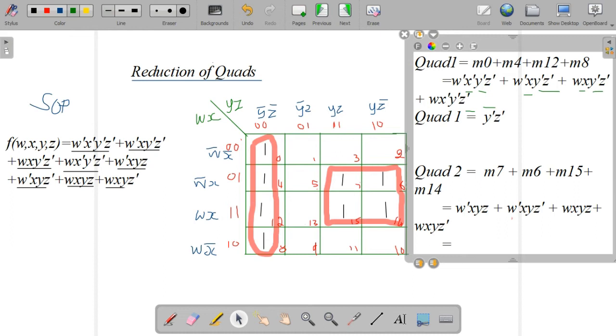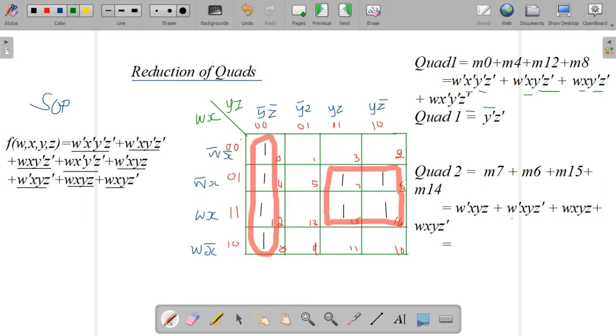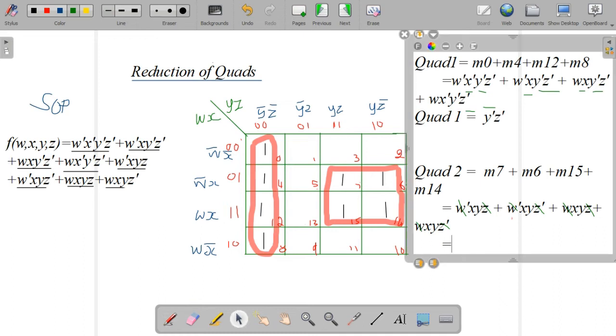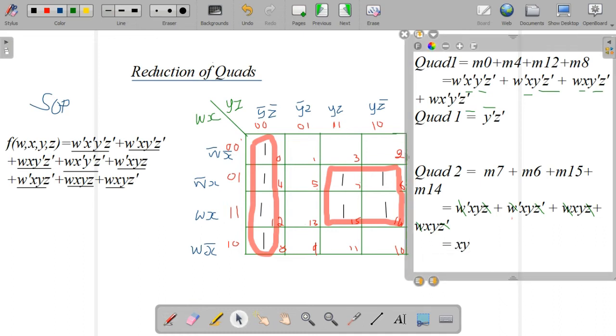So which are they? We identify W', or we can say like this, W' is here, one W is there, W' is here, another W is there. Okay, so we have to remove the W. The next one, if there is any common variable, X and X. So which is another variable? Z, is it? Z' is here, and the other is Z'. So which one is remaining? That is the final answer, we will get only XY. So quad 1 equals Y'Z' and quad 2 equals XY.